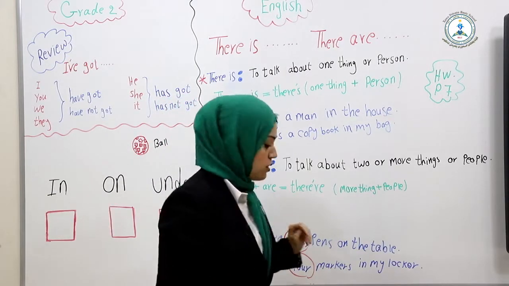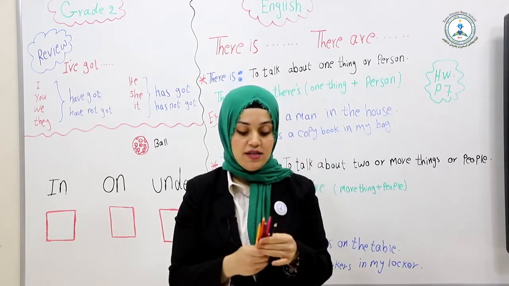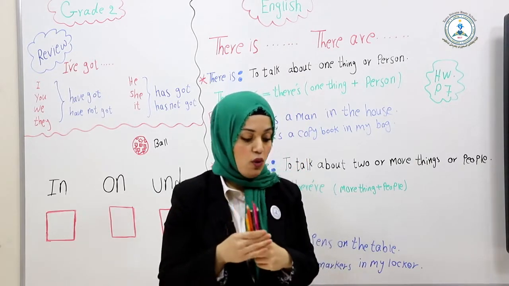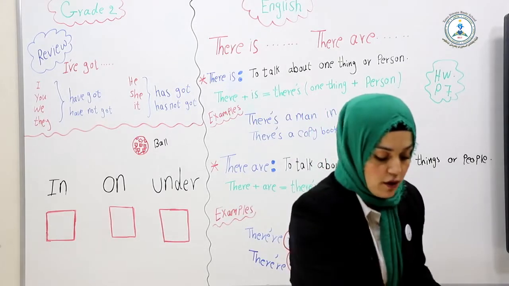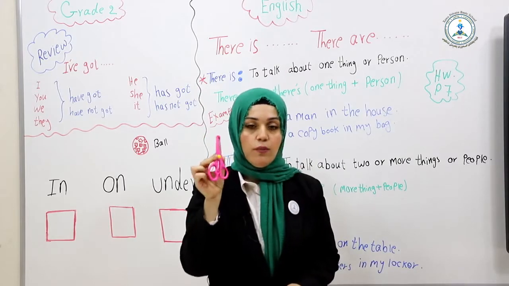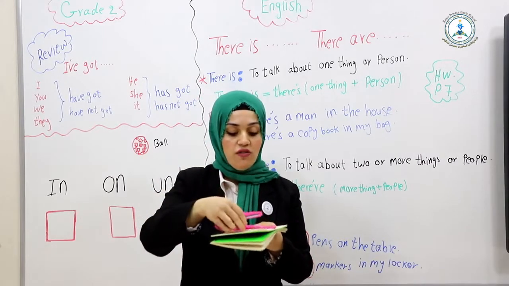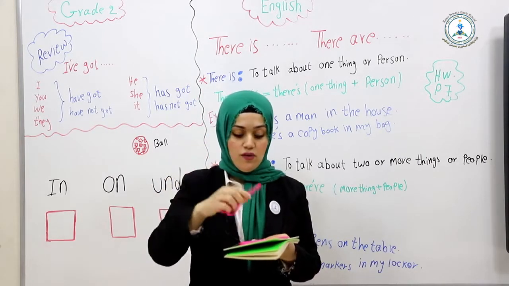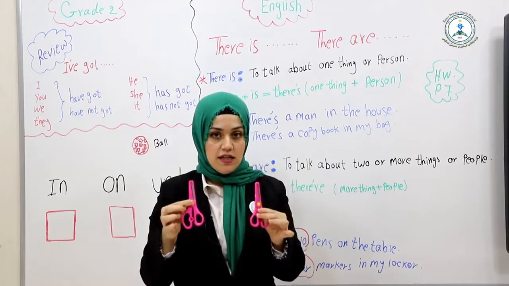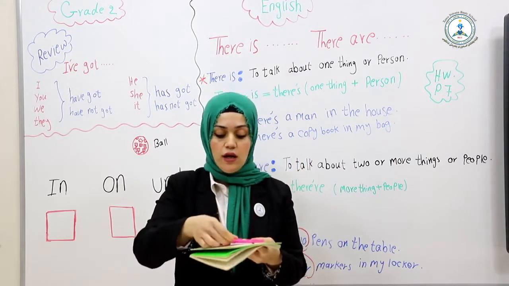Let me give you examples of there are. There are 5 pencils on the table. For there is, we said there is 1 scissor in my hand, or on the notebook. But now I have 2 scissors. So I say there are 2 scissors in my hands, or there are 2 scissors on the notebook.